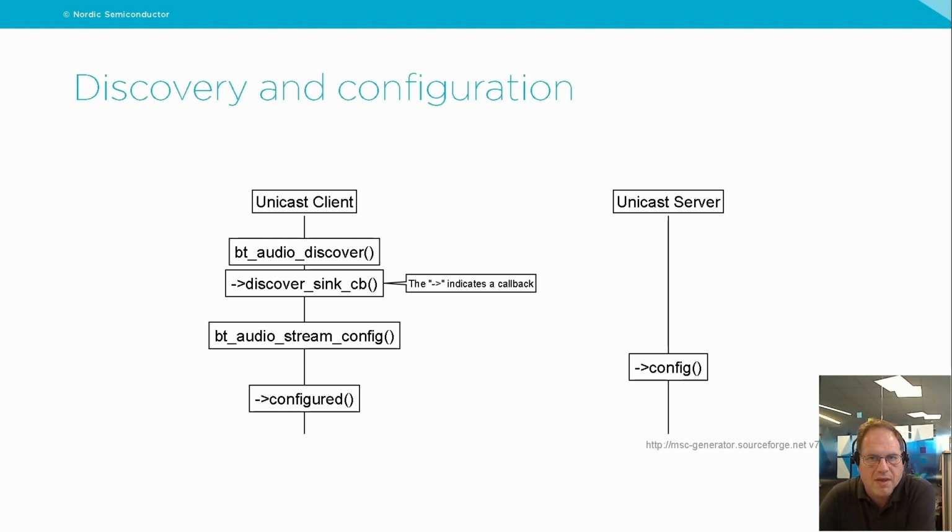Given the information we have now found, the client can proceed to configure the stream. So this is basically telling the server which codec and codec parameter the client wants to use. So it sends this over, which results in the config callback on the server, and eventually a configured callback on the client itself. It's also possible to do a reconfiguration here.